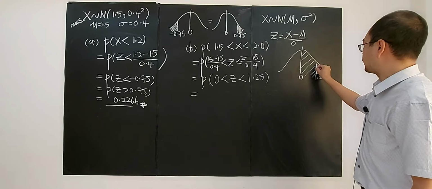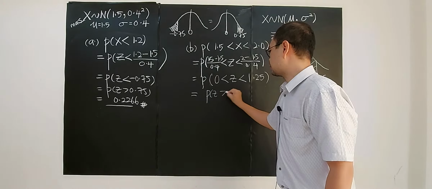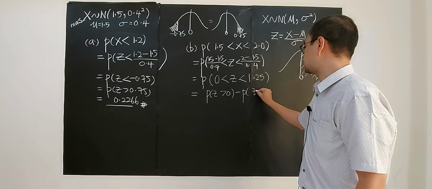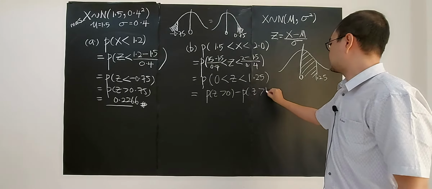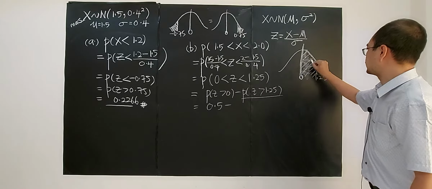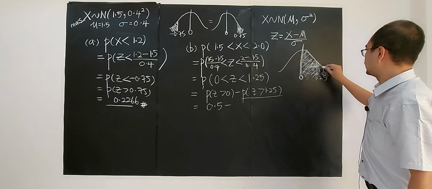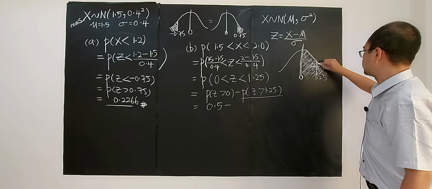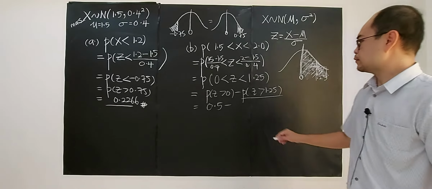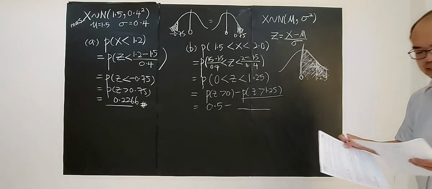So for this case, I have to take the probability of Z greater than 0, minus away the probability of Z greater than 1.25. The reason is, you look at it, this one is half of the distribution, meaning P(Z > 0) is 0.5. We take the whole area, P(Z > 0), minus away this part. So we have to know the value from the statistical table.